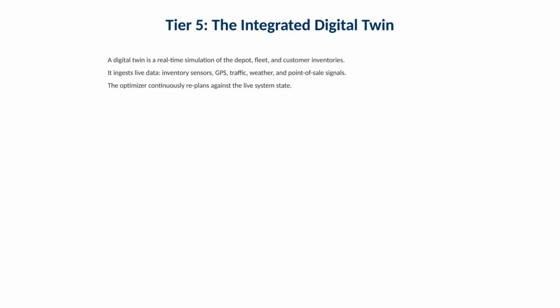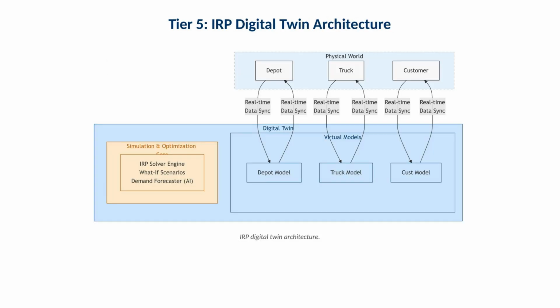Tier 5 introduces an integrated digital twin, which is a real-time simulation of the distribution system. It tracks inventory at the depot and customers, vehicle locations, and operational constraints. Because it ingests live signals like traffic, weather, and point-of-sale demand, it can continuously replan and test how decisions will play out before execution. This architecture diagram shows how real-world data streams feed a digital twin. The twin maintains a live state and lets the optimizer evaluate alternative delivery plans.